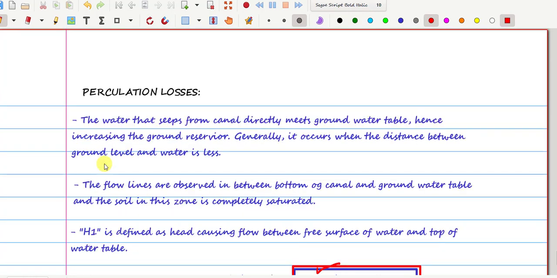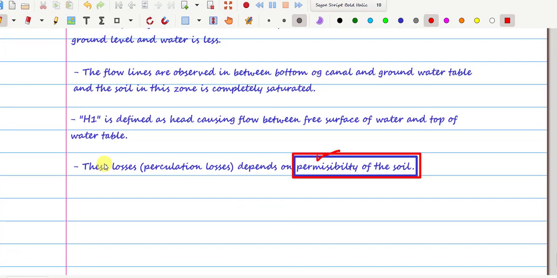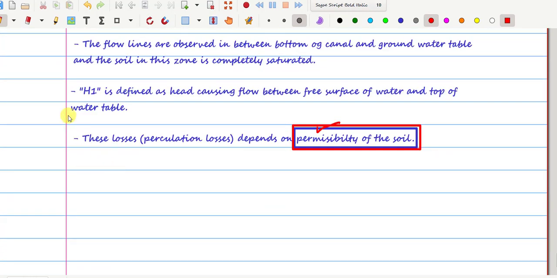Okay, so let's move to the next: water loss in seepage, that is, absorption losses. Let's write down the important points for absorption losses.